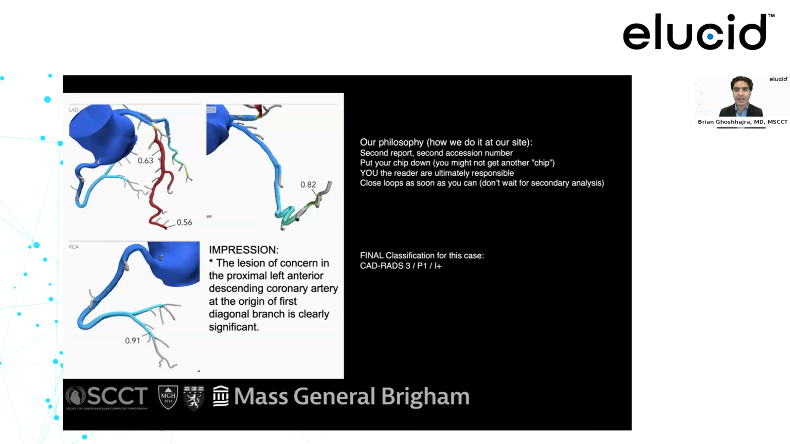So our philosophy, how we do it at my site, is we put in a second report and a second accession number. And we believe in 2 things. One, the base CTA and the fundamentals have not changed. So high quality CTA is the basis of any good CT program. And we want the reader to put their chip down because it's possible you might not get the second chip. Not all the vendors are able to process every case. Our non-evaluable rates are about 1%, but still, when it goes on for further analysis, you don't know which one is going to be that 1%. And you, the reader, are still in control, and you are ultimately responsible.